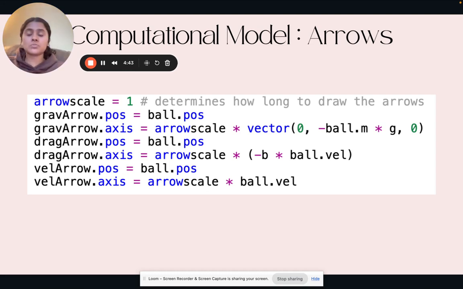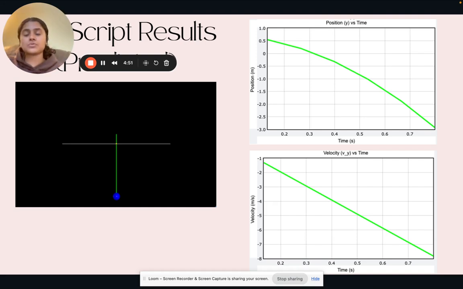And then for my computational model, here are the arrows that I have. I have my gravitational arrow, position, axis, drag arrow, and velocity arrow. And then here are my GlowScript results. Here is my position, which is going downwards in a slope, and then my velocity is a constant one going down.